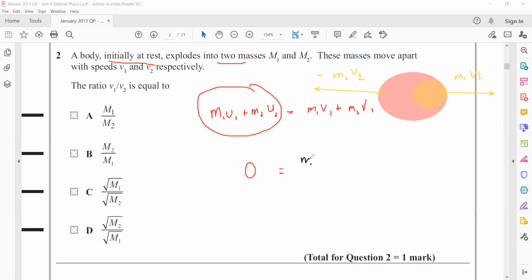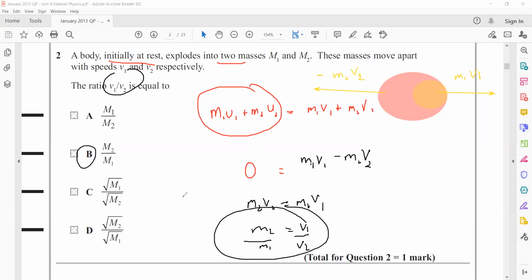So mass is m1, velocity is v1, minus m2 v2. Why am I writing minus? Because they should move in opposite directions. Momentum should be conserved. So if the first one has a positive momentum, the other one should have a negative momentum. Now if you solve, if I move this to the other side, we need a ratio of v1 over v2. It will be m2 v2 is equal to m1 v1. And when I take the ratio, m2 divided by m1 is equal to v1 divided by v2. So that's why B is the correct answer.